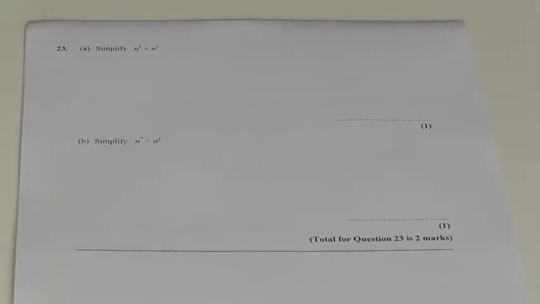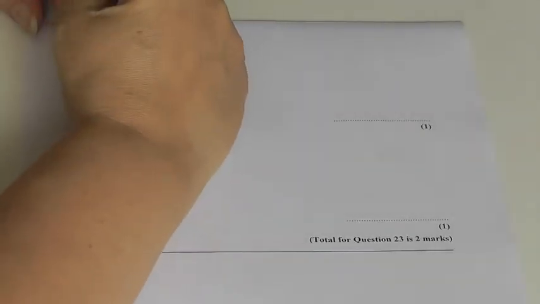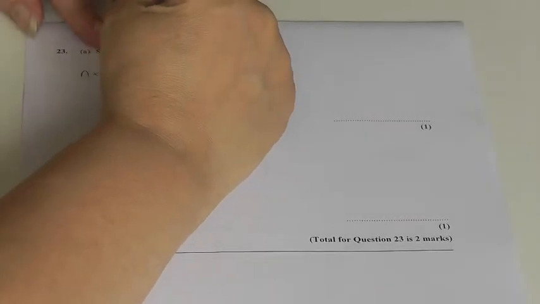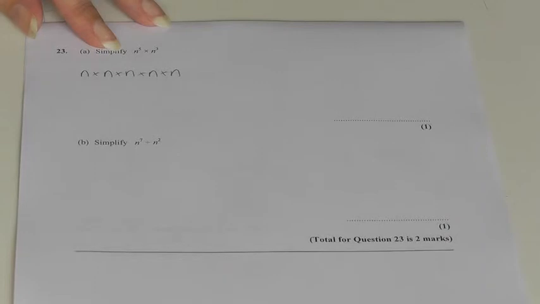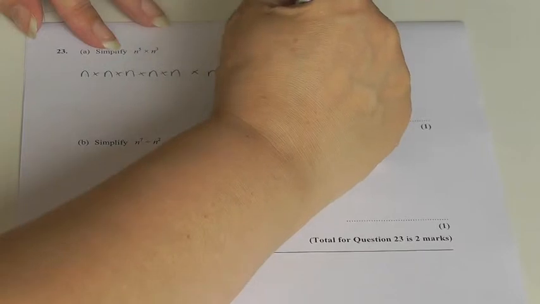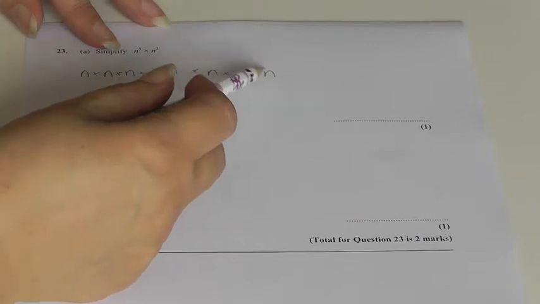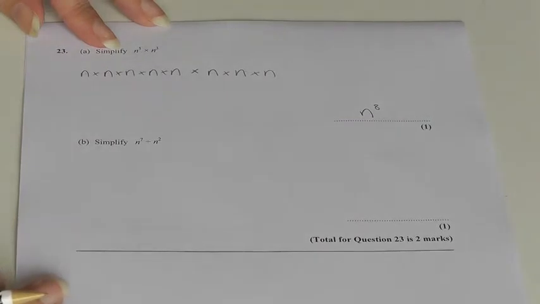Question 23 is about simplifying numbers with indices. You can either learn and remember the rules for these, but I'll show you where those rules come from. So if I was timesing n to the power of 5 by n to the power of 3, n to the power of 5 is actually n times itself 5 times. So n times n times n times n times n. And then I'm multiplying that by n to the power of 3, which is n times itself 3 times. If I now look at this, I've got 1, 2, 3, 4, 5, 6, 7, 8 n's timesing themselves. So my answer is n to the power of 8.